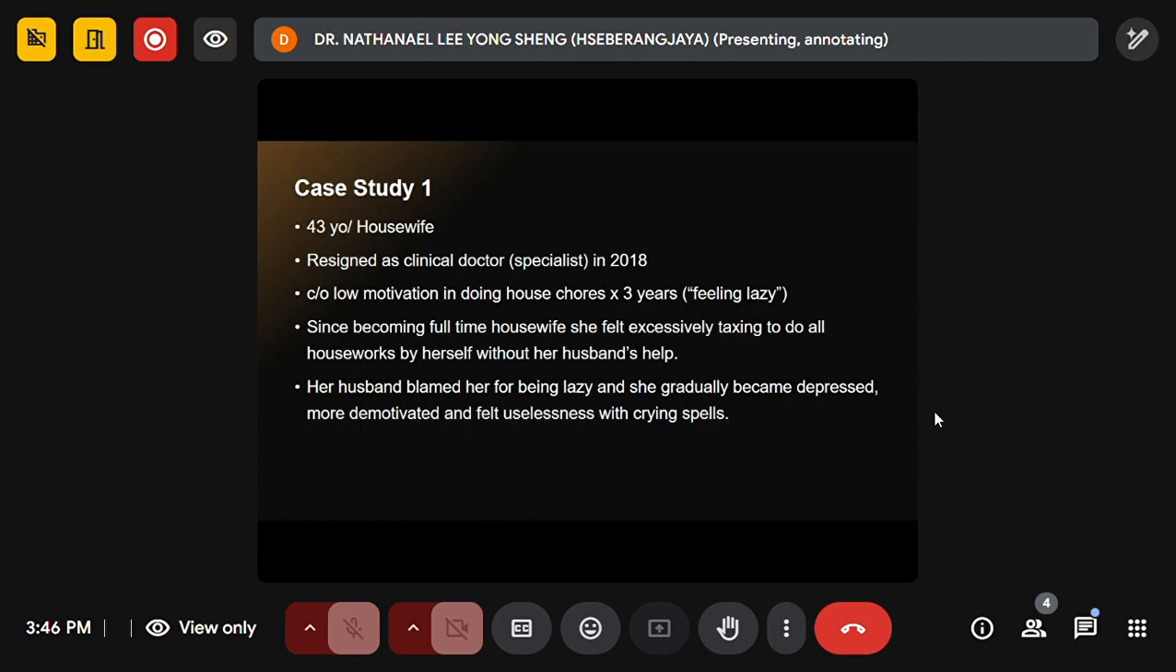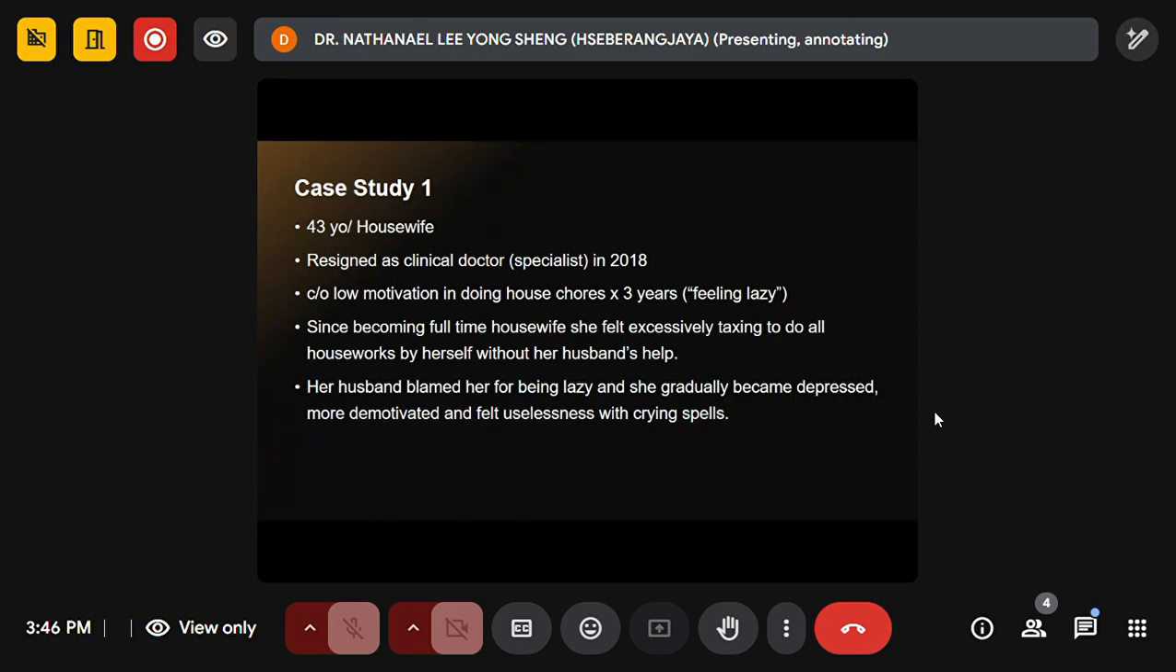She resigned as a clinical doctor in a specialty in 2018. She complained of low motivation in doing house chores for the past 3 years, which she described as, I feel myself to be very lazy. Since becoming a full-time housewife, she feels it is excessively taxing to do all the housework by herself without her husband's help.